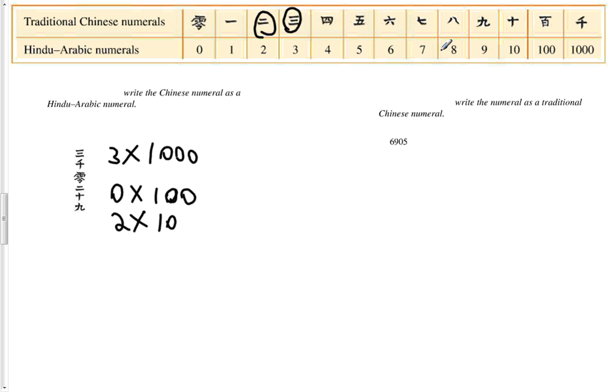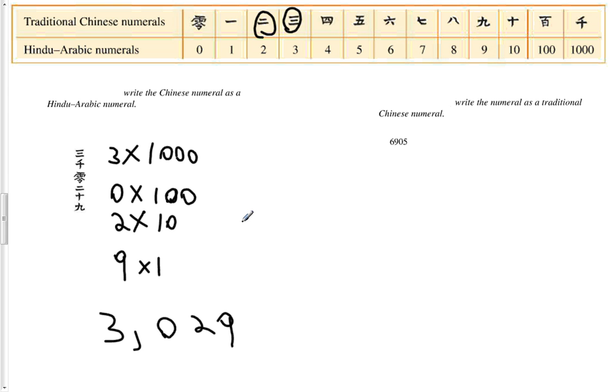There's the number 10. And then the last thing I have is this symbol that represents the number 9. So that's 9 ones. You don't have to show multiplication by 1. And this would be the number that we would be looking at: 3029. So as a Hindu Arabic number, this traditional Chinese numeral would be 3029.